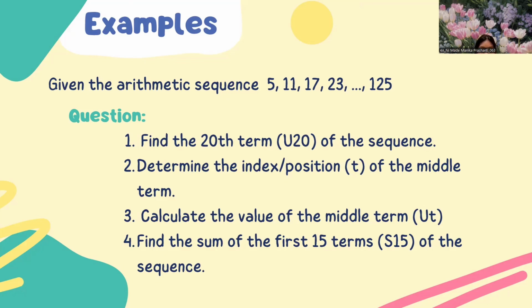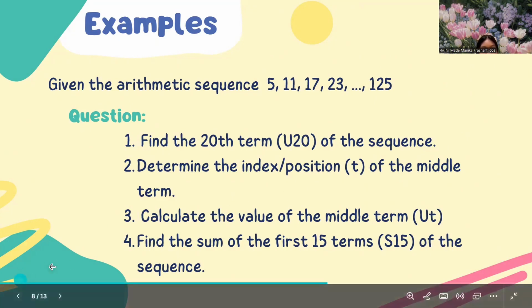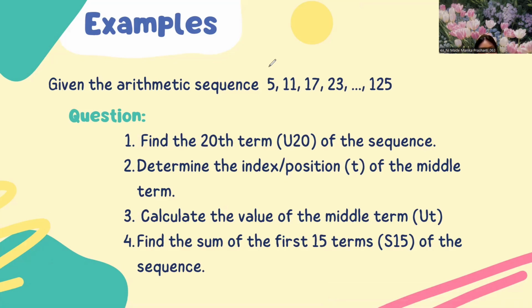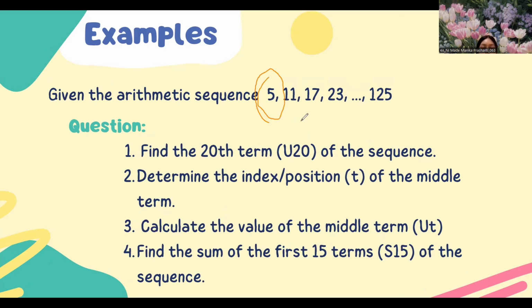To answer this question, we know u1 or a in this sequence is 5. And the difference in this sequence is 11 minus 5. We use the difference formula, equals 6.